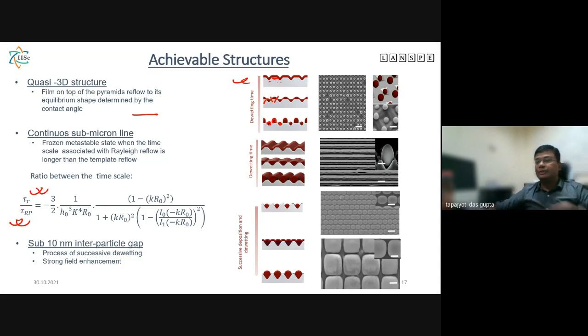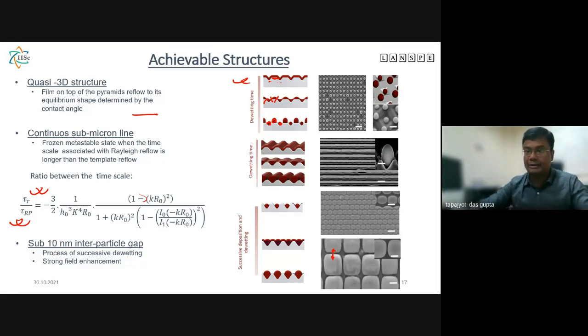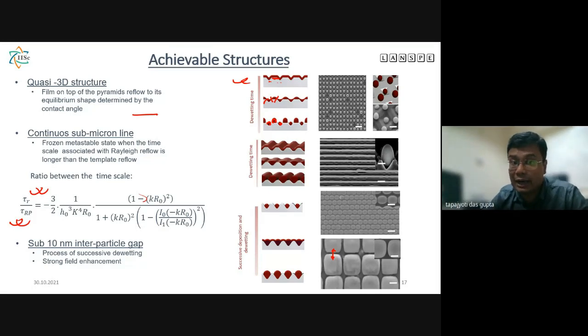Second, another challenge with lithographic processes is how do I go down to sub 10 nanometer resolution or sub 10 nanometer gap? By this process, what we call successive dewetting, that means you deposit, you dewet, you redeposit a very, very thin film. By this, you increase the particle size, and hence you can decrease the gap between the particles down to 10 nanometer. You can go down to 2-3 nanometers, but for statistical reasons, let's keep it at approximately around 10 nanometer. This, I'll show you later, gives rise to a strong field enhancement also.